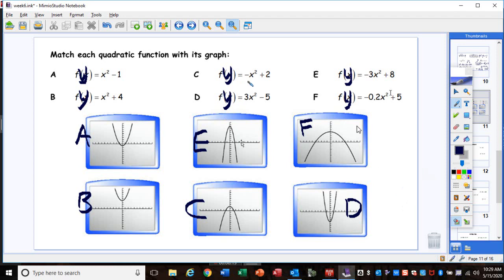Notice for C, when there's a negative sign in front of the x squared, that's going to move it downward. See how the arch goes down? Okay, if it's a positive number, it goes up.